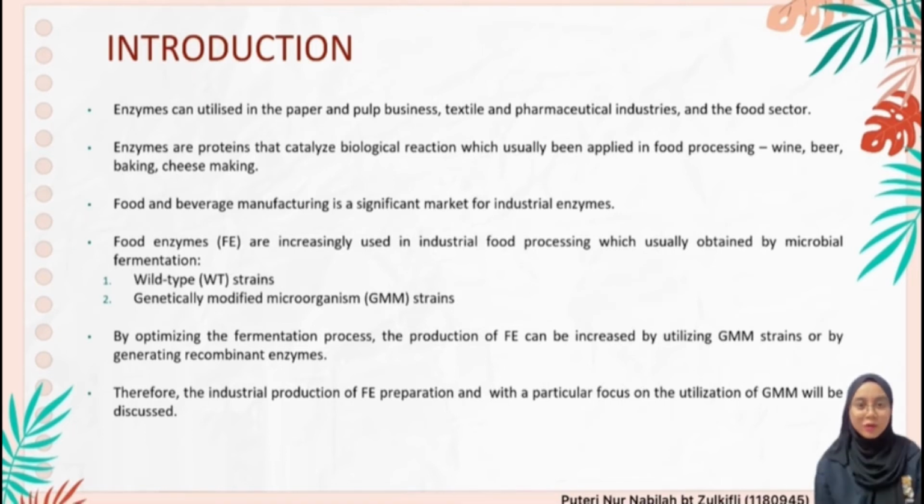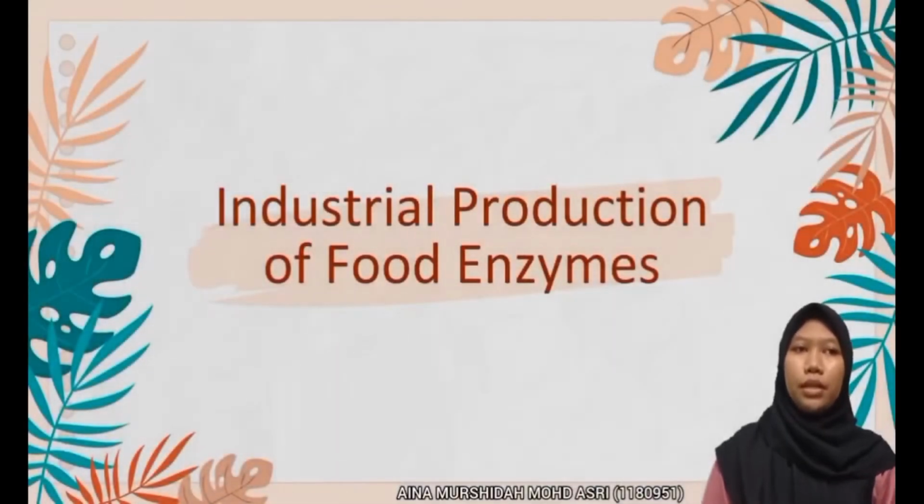Food and beverage manufacturing is a significant market for industrial enzymes. Food enzymes are increasingly used in industrial food processing, and are usually obtained by microbial fermentation, using wild-type and genetically modified microorganism strains. By optimizing the fermentation process, the production of food enzyme can be increased by utilizing GMM or by generating recombinant enzymes. Therefore, the industrial production of food enzyme preparation, and in particular the utilization of GMM, will be discussed in this video. So today, I will explain to you about the industrial production of food enzyme.